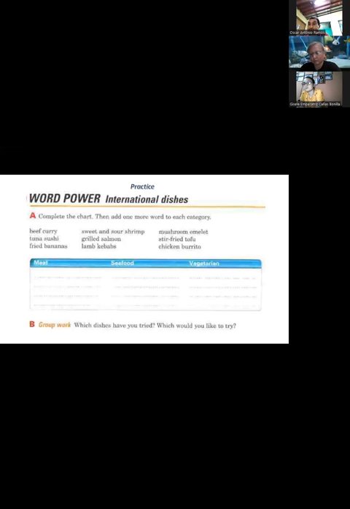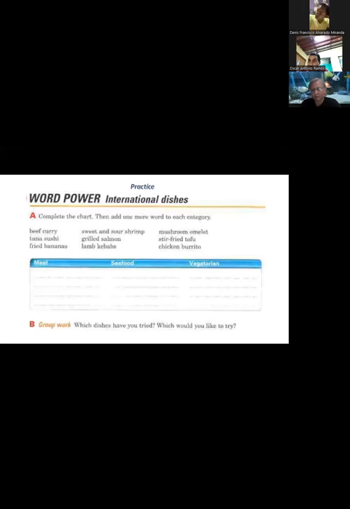And what about vegetables? What would you like to include in vegetables? Espinacas. Ah, okay. Spinach. Cucumber, teacher. Ah, cucumbers. Like a salad. We're talking about salad. Okay. And the question that I would like to ask you is this one. Which dishes have you tried? Can you mention some dishes that you have tried from the list? Beef curry, tuna sushi, fried bananas, sweet and sour shrimp, grilled salmon, lamb kebabs. So which dishes have you tried?